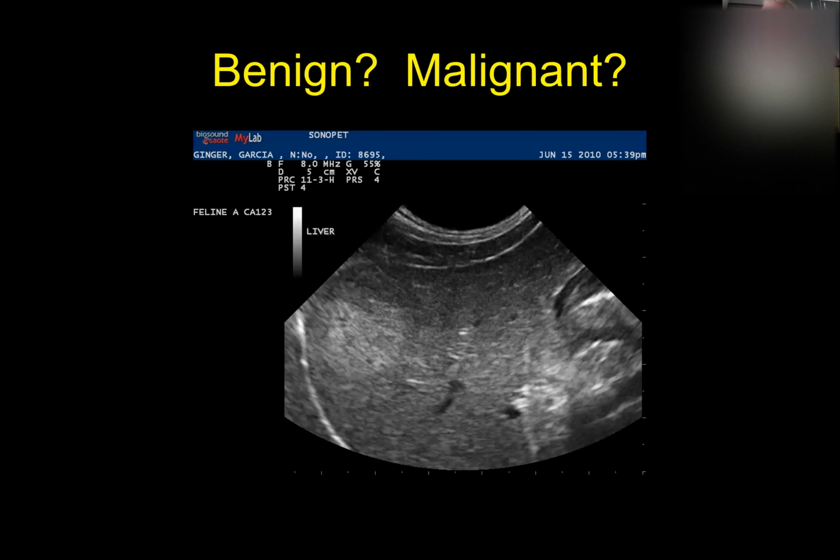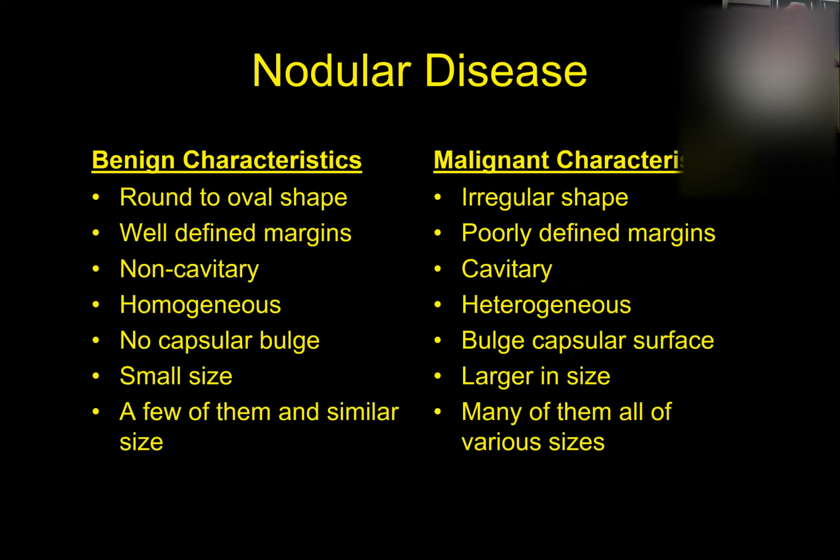Is this thing most likely benign or most likely malignant? And so whenever I see nodular disease, if it's in the liver or spleen or kidney or wherever it is, this is what I try to keep in mind. And again, the only way we're going to know for sure is to biopsy it, get cells out of it, look at it under the microscope.